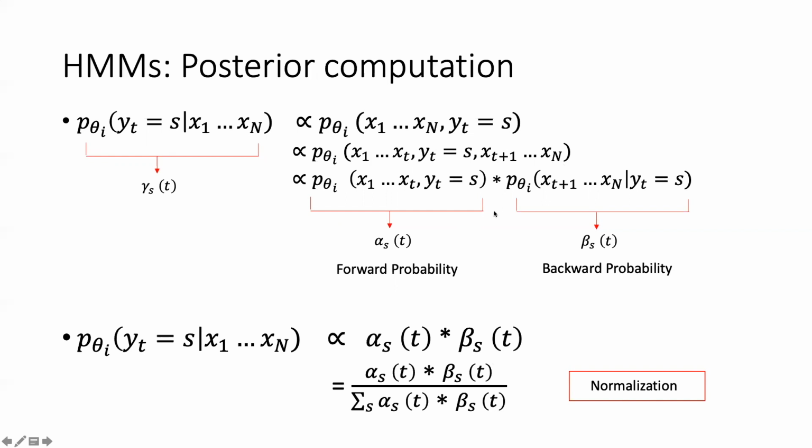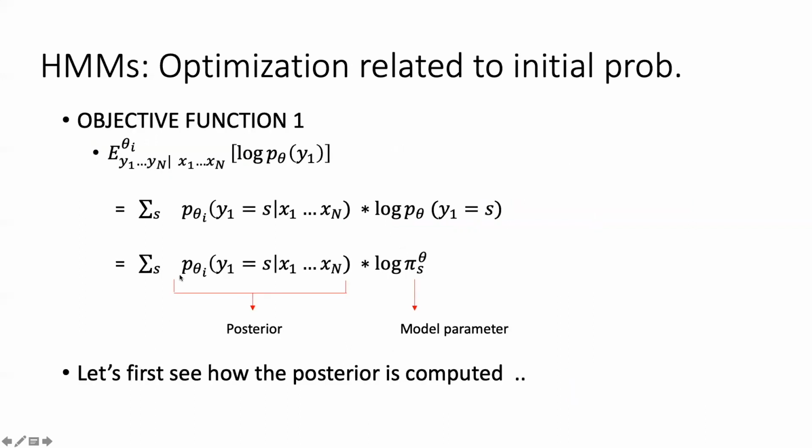Remember, we defined alpha and beta parameters as forward and backward probabilities. So we can make use of the forward and backward probabilities and express this term in terms of alphas and betas. Remember, this is a proportionality. So in order to convert this into a probability value, we have to normalize with a normalizing constant by summing over all possible state sequences. Once we obtain the posterior, we can go back and substitute it in this expression.